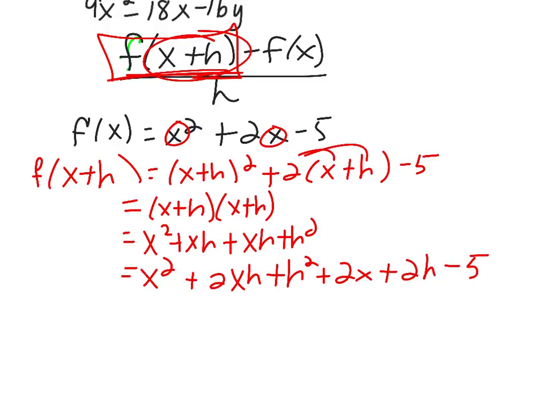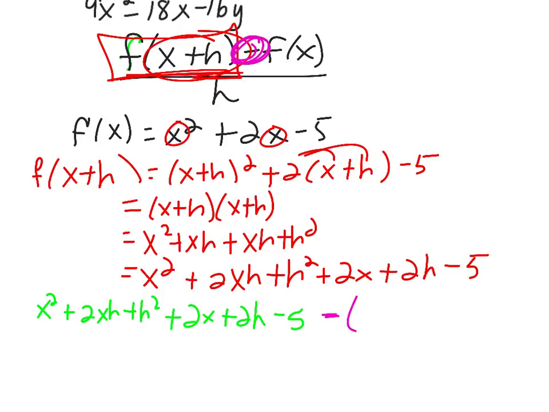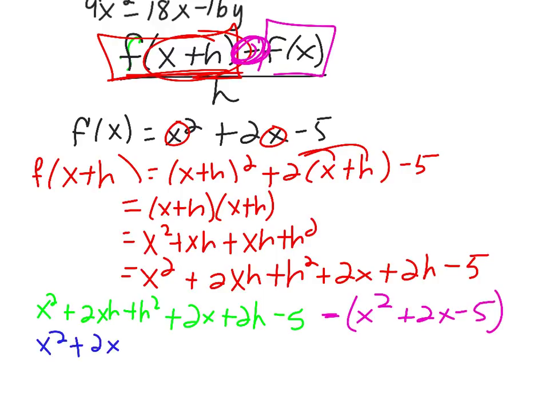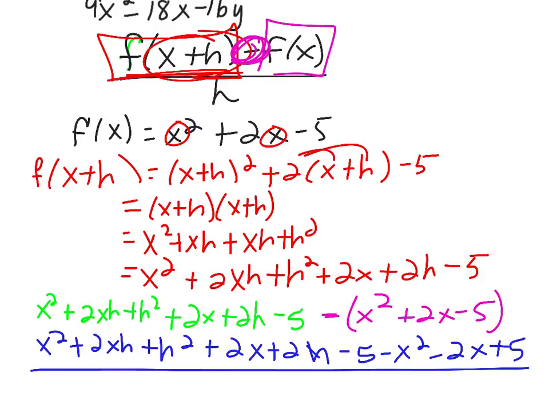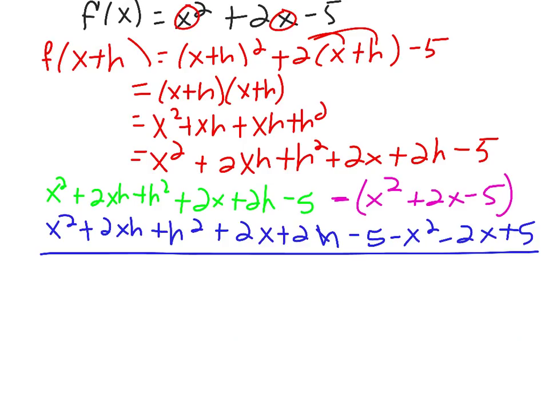Okay, so I have the front part now. So that's x squared plus 2xh plus h squared plus 2x plus 2h minus 5. Now I need minus my f of x. So I have to use parentheses because it's a trinomial, sorry. X squared plus 2x minus 5. So let's distribute. So that's x squared plus 2xh plus h squared plus 2x plus 2h minus 5 minus x squared minus 2x plus 5. And that's all over, so I'm just going to move everything up, all over h.